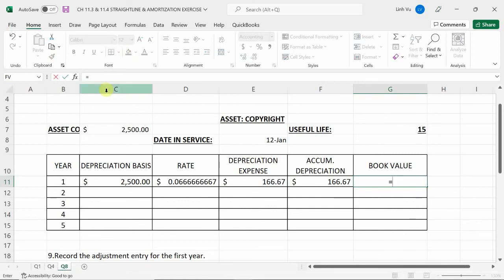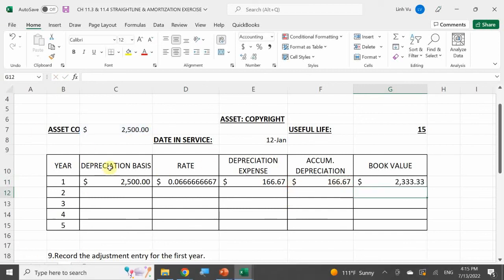Cost of the asset minus the depreciated value. So it'd be 2,500 minus the 166. So it'd be 2,333. Good, right? So then what about the next one?